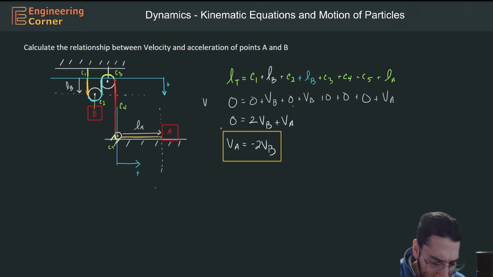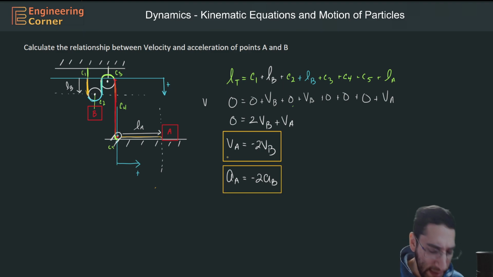If we wanted to relate the accelerations, we take another derivative. So we'll get that the acceleration of A is equal to minus 2 times the acceleration of B. Going from velocity to acceleration is very easy. Again, the most difficult part of these problems is actually figuring out the total length of ropes.